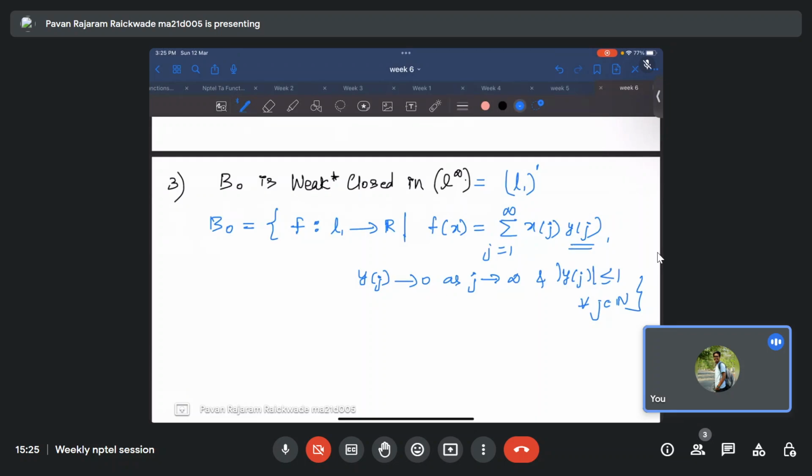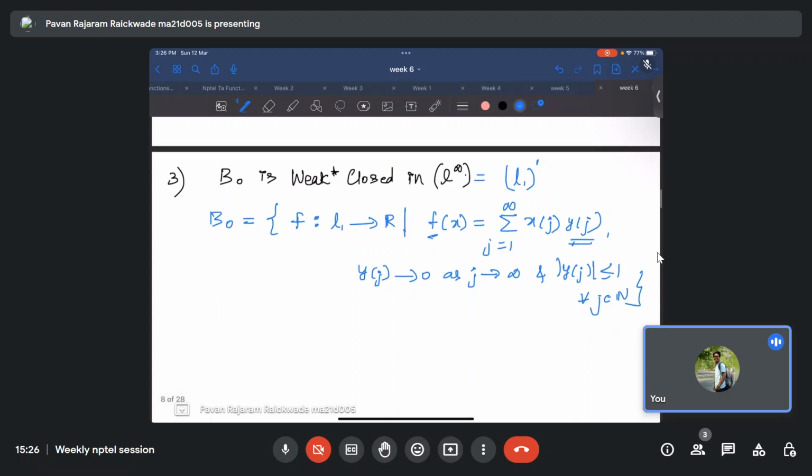This identification, this y. For every f, there exists this y that is identified as an element of L infinity. So when we say B naught as a subset of L infinity, in the way that L infinity is a dual of L1, we relate this B naught with a subset of L infinity. But this is the set of functionals, not just a set of sequences. That's the conceptual difference you have to think of.